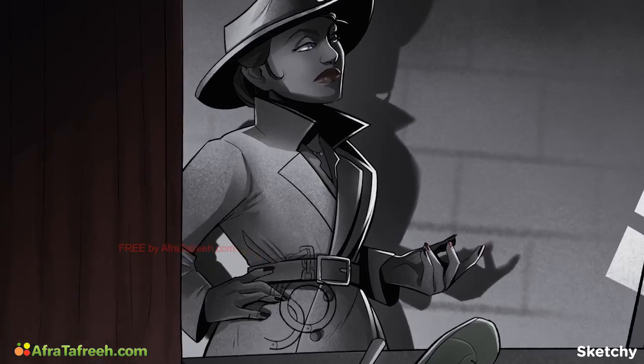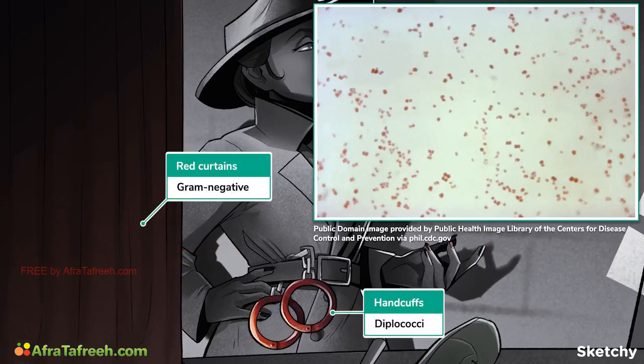First things first, Neisseria species are gram-negative diplococci, represented by these red handcuffs that look like diplococci. Our star has an undeniable presence and signature style that makes her stand out from the pack. And in a way, so does Neisseria. It has some unique features that help us single it out.